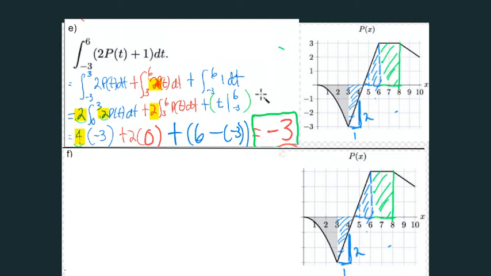And then the area of p of t from 0 to 3 is this strip right here, which is defined in the question as negative 3. So that's that negative 3. So 4 times negative 3 is negative 12.